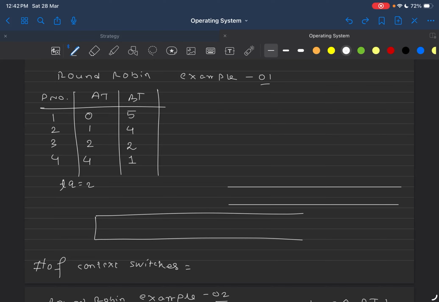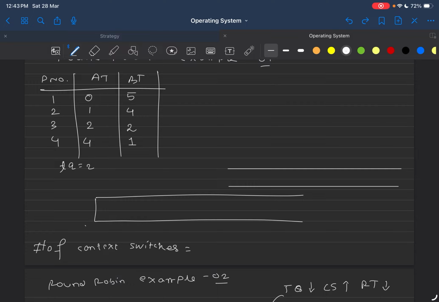So now let me show you one example of the round robin algorithm. So this thing will become very much clear to you. Okay, that is my promise. So your Gantt chart is starting at time t equal to 0.